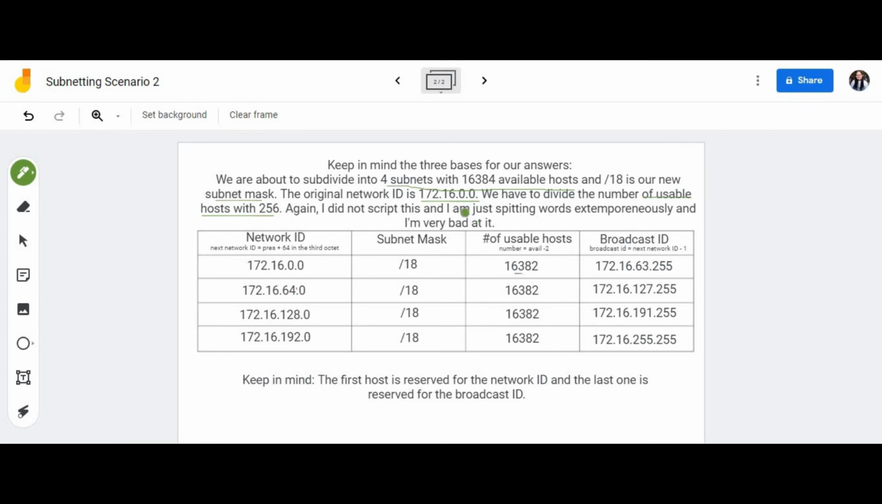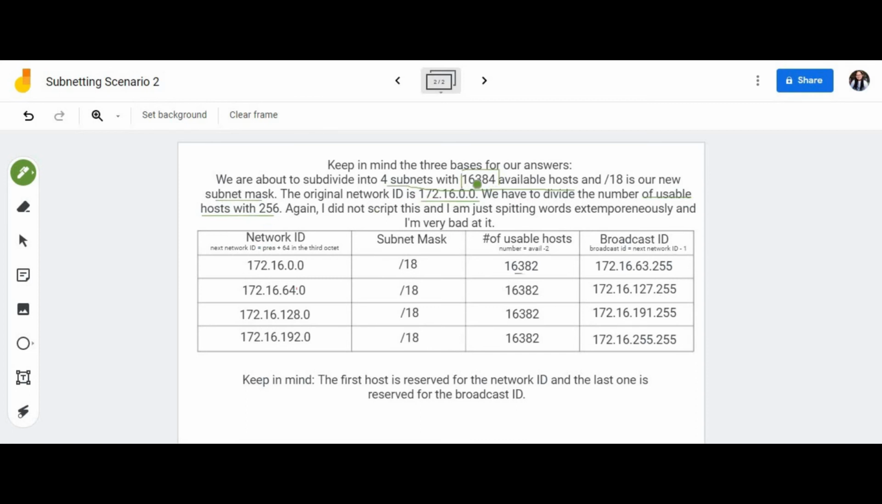Now, as you can see, 16,384 is a big number, and since we're dealing here with octets, the end number for an octet is 256. So after 256, the count has to start again. Here in our problem, we are dealing with 16,384. We just need simple math to increment things in our network ID.